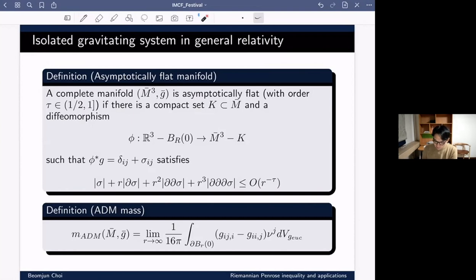So the usual setting in general relativity is this asymptotically flat 3-manifold. This manifold is a 3-manifold, which is complete, but sometimes it has a boundary. And outside of some compact set K, if we think of the remainder, it's diffeomorphic to R^3 minus a ball. And the metric on this R^3 minus ball is very close to the Euclidean metric.